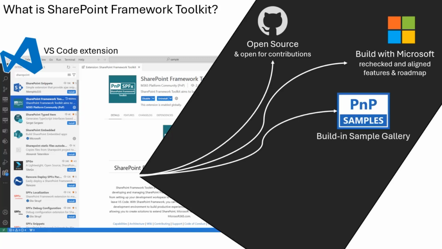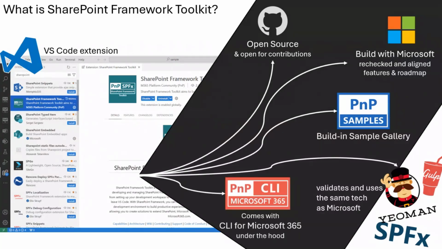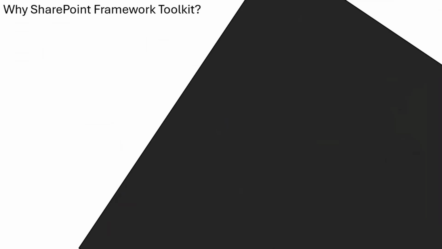It has the built-in sample gallery, so it comes along with all the SPFx web part and extension samples in the extension already. It uses the same tooling as Microsoft recommends, so we don't reinvent the wheel. We just give you an additional layer, a UI, an AI chat layer around it to boost your work. And it comes along with CLI for Microsoft 365 embedded. So under the hood, it uses many features of CLI for some actions, and we're going to also see it today in action as well.